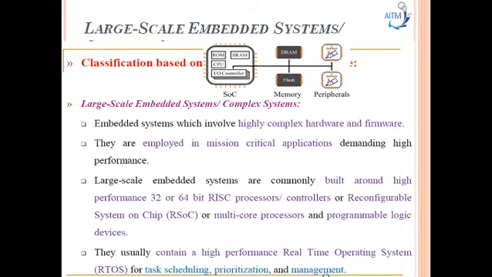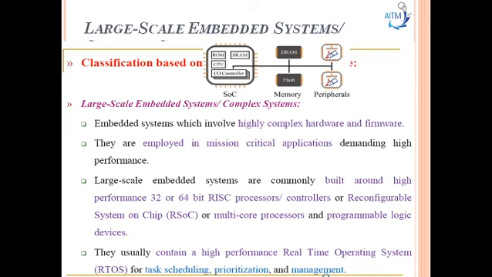Then they usually contain high performance real-time operating systems for task scheduling, prioritization, and management. Okay, so this is all about the classification of embedded systems: two classifications, based on generation and based on complexity and performance parameters.